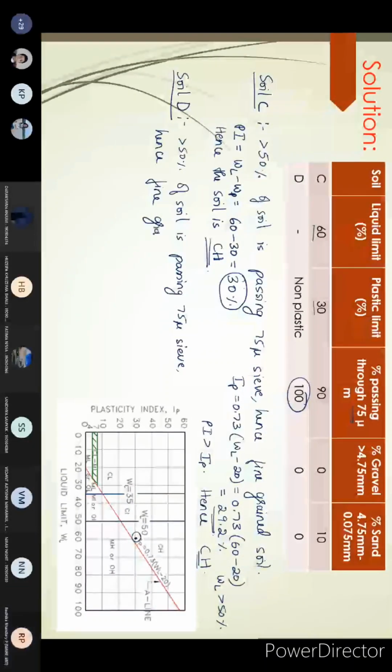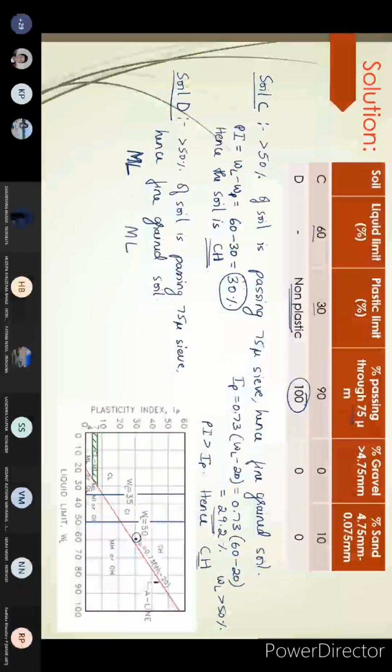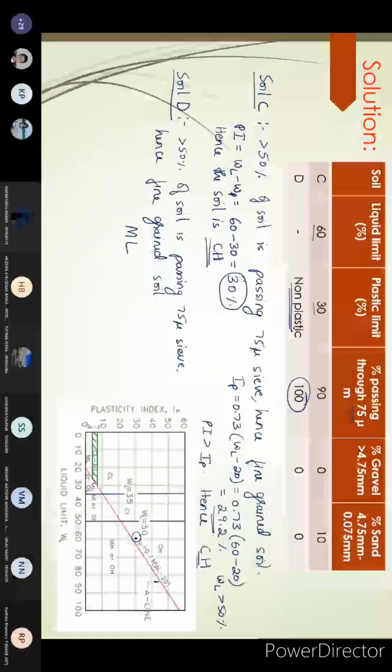What about the other? They have simply mentioned it is non-plastic. So what does non-plastic mean? When it is non-plastic, it is usually silt. They have not given any value of liquid limit or plastic limit, so it will be low plasticity. So we will classify it as low plastic silt. Since it is non-plastic, it will be silt, and since there is no liquid limit, it will be ML.